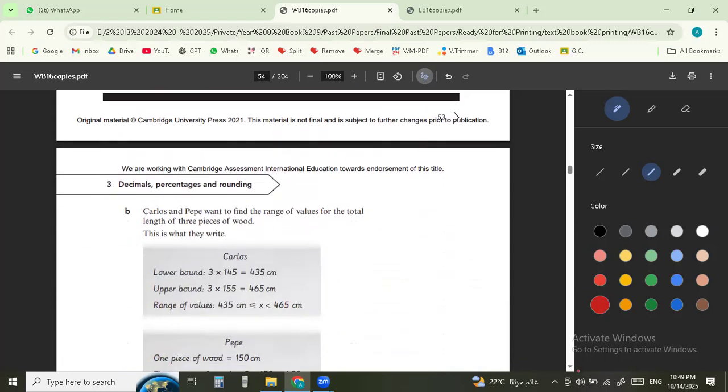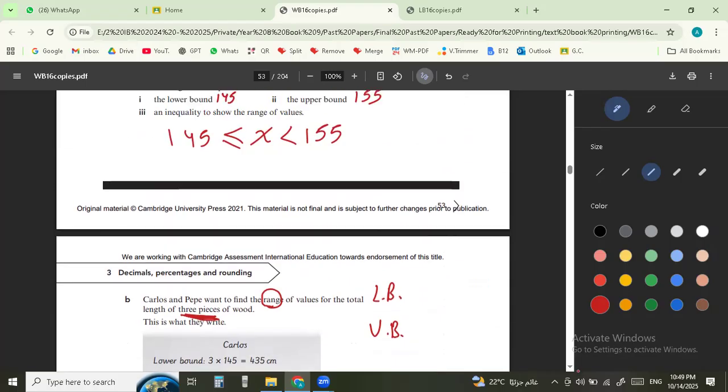Carlos and Peep want to find the range of values for the total length of 3 pieces of wood. This is what they said. Okay, so they want the range. That means I have to find the lower bound and I have to find the upper bound. We found already that the lower bound is 145. That's connected to the previous question, by the way. Upper bound, we found that it is 155.